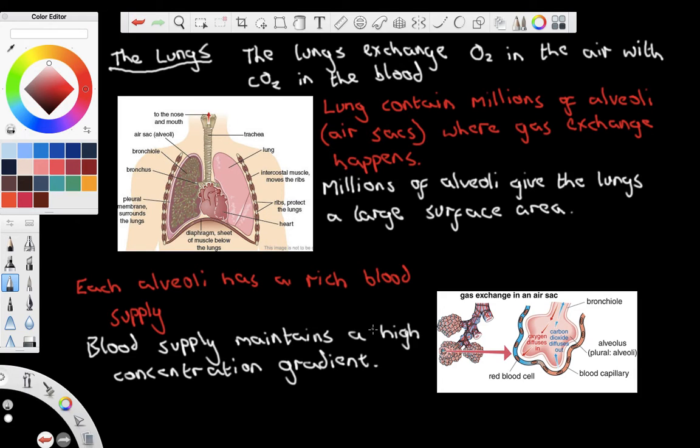So the lungs exchange oxygen in the air with carbon dioxide in the blood. They have millions of alveoli which increase the surface area, speeding up diffusion, and each alveoli has a rich blood supply, further speeding up diffusion.